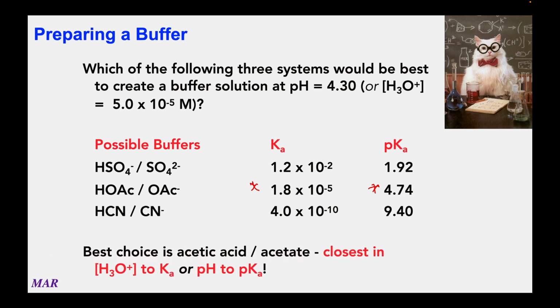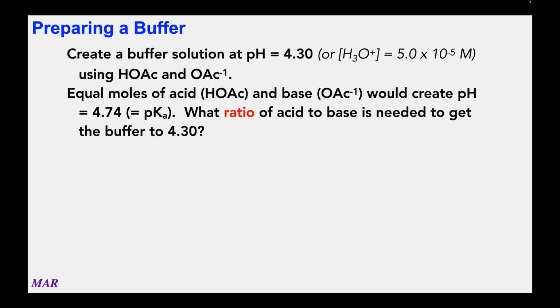So we definitely want to have the acetic acid acetate combination here. That's going to give us a system which is closest to our desired pH level. Equal moles of acetic acid and acetate would create a pH equal to pKa, 4.74. But we want a pH of 4.30. So that means that we want a more acidic buffer system. So it would be nice to know the ratio of acid to base needed to get the buffer to 4.30.